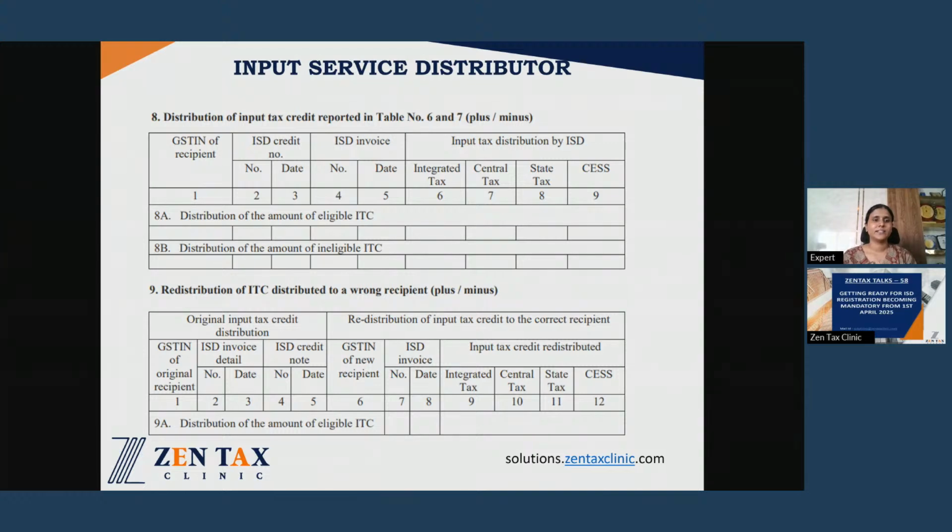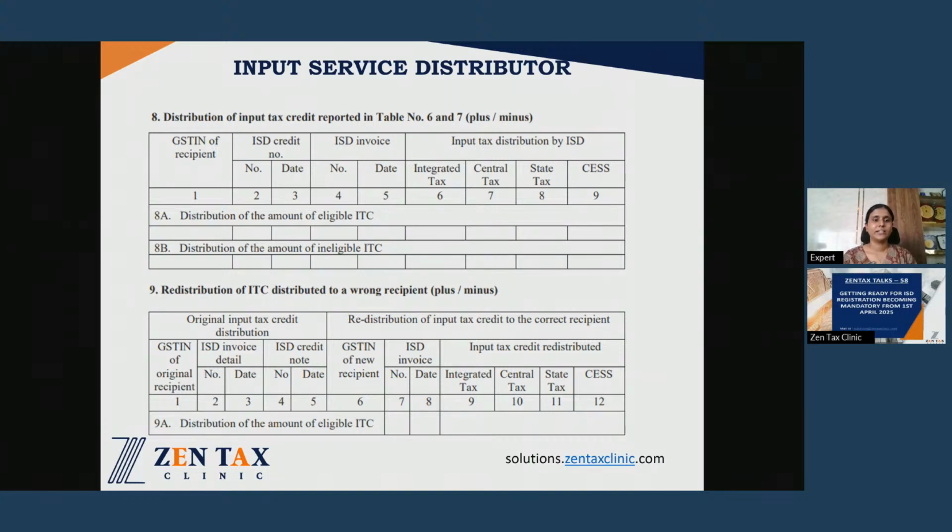Table 8, that is the amended invoice and mismatched invoice: if any are rectified in tables 6 and 7, then we need to distribute such input tax credit in table 8. In table 8, we will specify the GSTIN of the recipient, the ISD number and invoices, and the proportion of ISD distribution, that is ITC distribution. Here also we need to distribute the eligible ITC separately and the ineligible ITC separately.